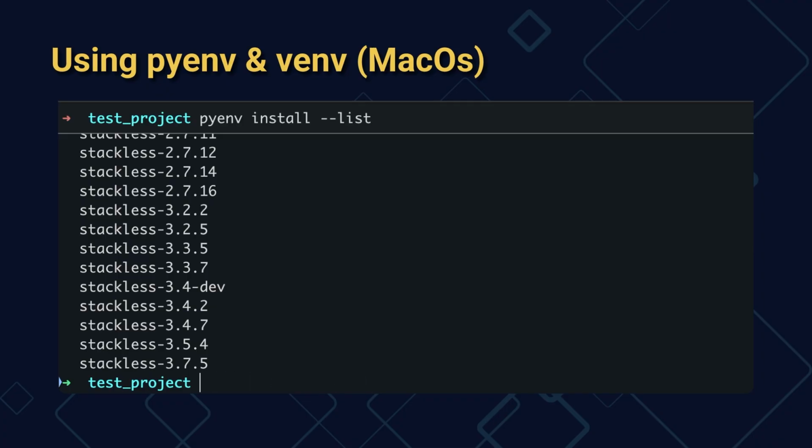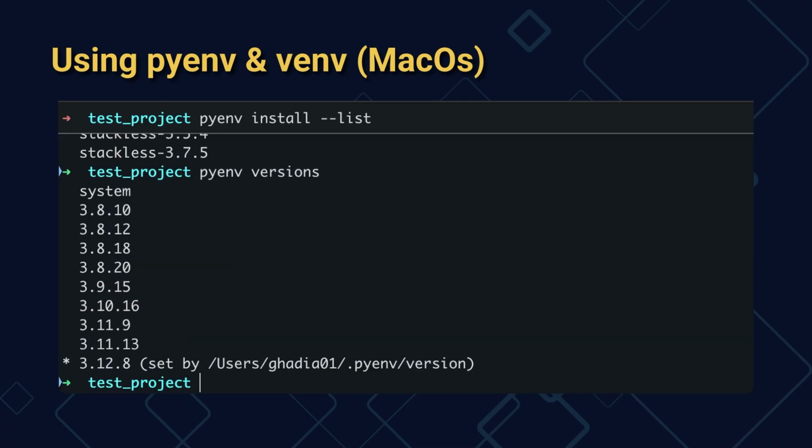But I'm gonna use one of the versions I already installed, 3.9.15, for this specific project. So the command is pyenv local, and then the version you have already installed. You need to install the version before doing this.